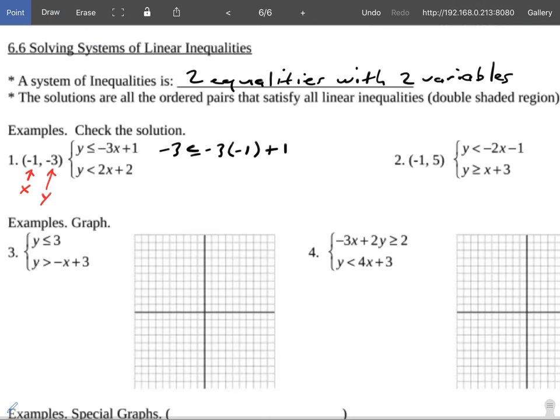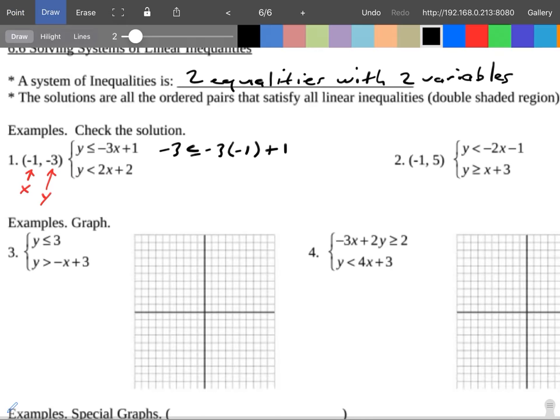And let's just plug them both in at the same time here. So then in the bottom one, I'm just going to plug x and y in again. So the bottom one, I'm going to plug the -3 in for the y again. And that is going to be less than 2 times the x, which is -1, and then plus 2. So let's work both of these out.